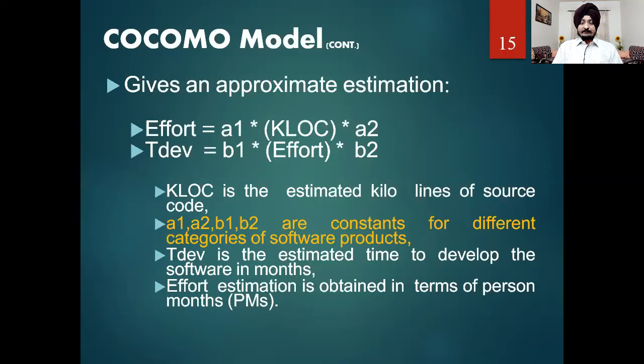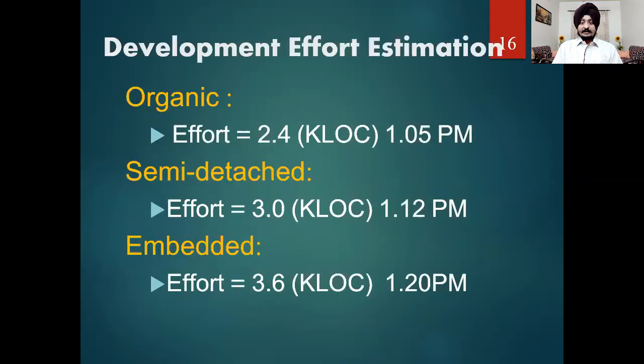So suppose we want an effort and time development approximation, we can take this model, as we have two variables A1 and A2. They will give the equation for effort, and we have two variables B1 and B2, which give the equation for development time. We can calculate the development effort by using these equations for different sets of categories.